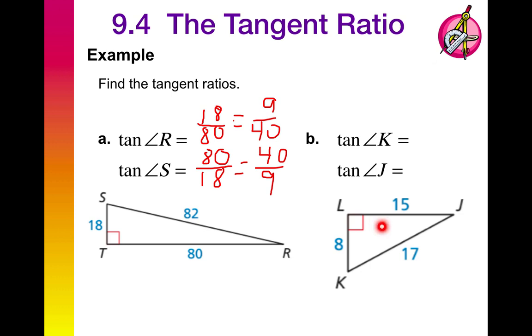Now let's take a look at this triangle over here, JKL. With JKL, I'm going to take the tangent of this angle. That means the opposite over the adjacent. So the opposite over the adjacent is going to be 15 over 8. Whereas with J, the opposite is going to be 8. So 8 over 15. So the tangent ratio is going to be 8 over 15 for the tangent of J.